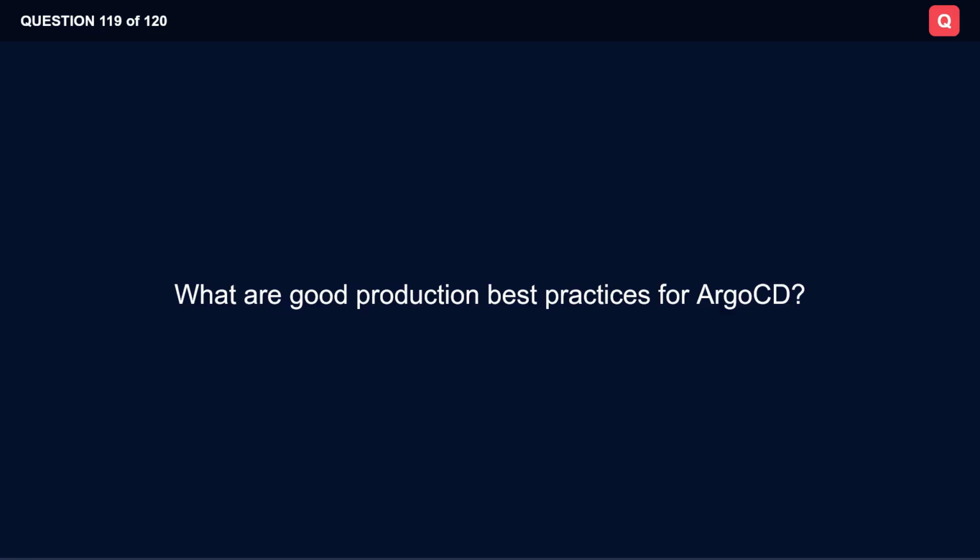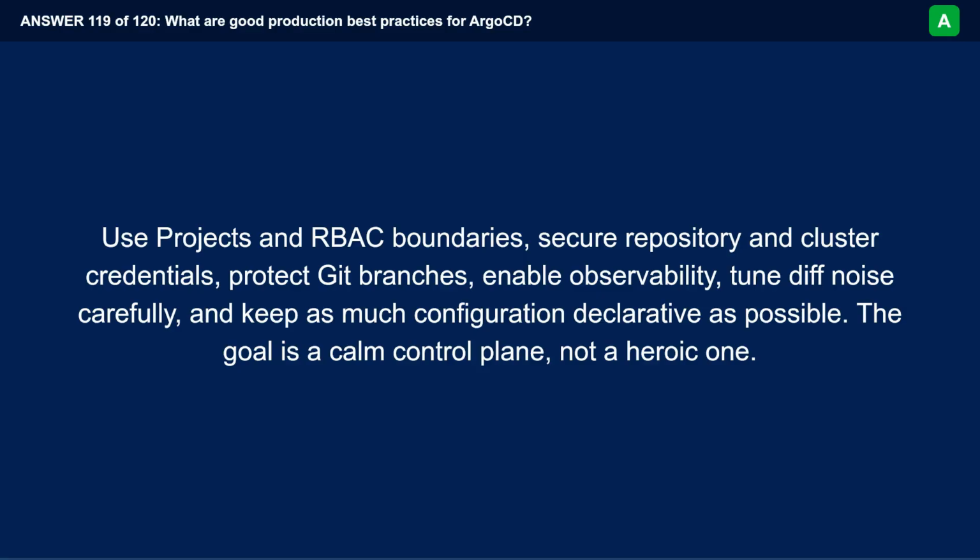What are good production best practices for ArgoCD? Use projects and RBAC boundaries, secure repository and cluster credentials, protect Git branches, enable observability, tune diff noise carefully, and keep as much configuration declarative as possible. The goal is a calm control plane, not a heroic one.